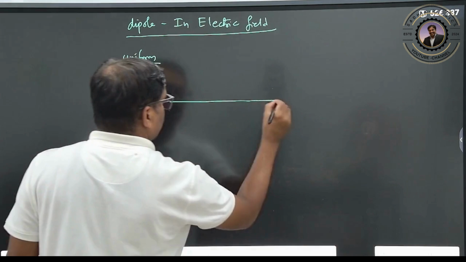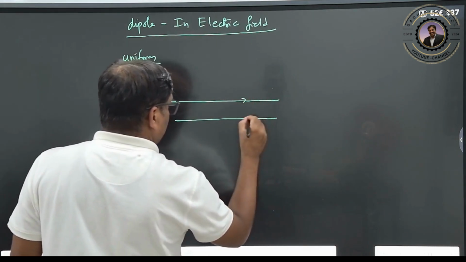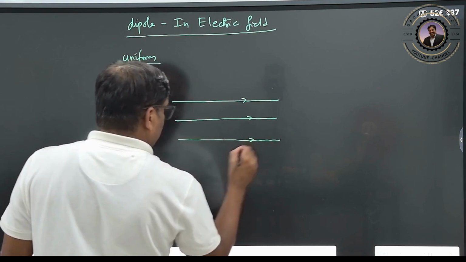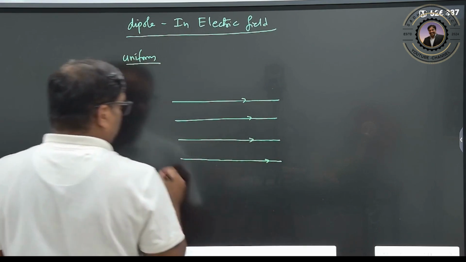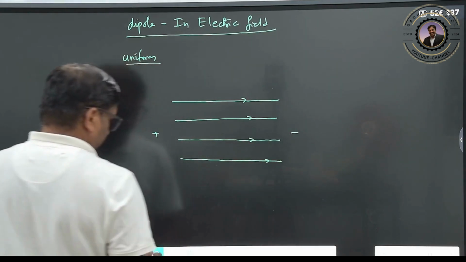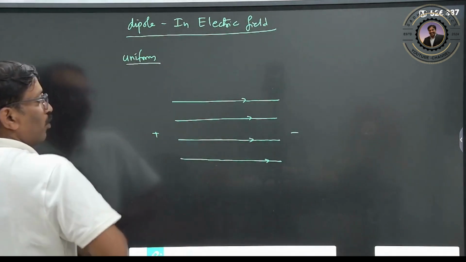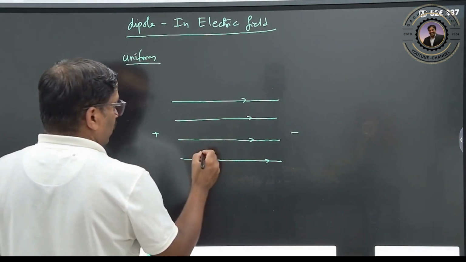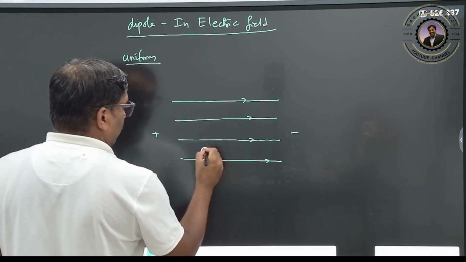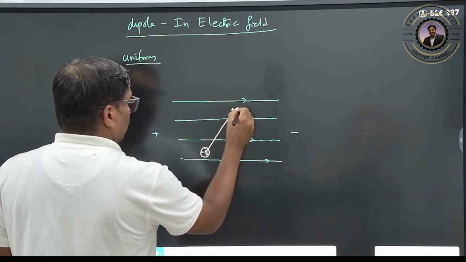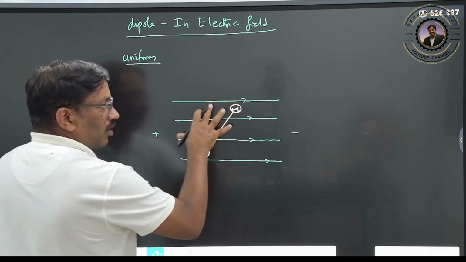Uniform electric field means what? Always and everywhere the electric field will be the same. This is your electric field. This side is positive, this side is negative. Now I will keep a dipole here. So it is minus q and plus q. That means one atom or molecule is kept in the electric field.